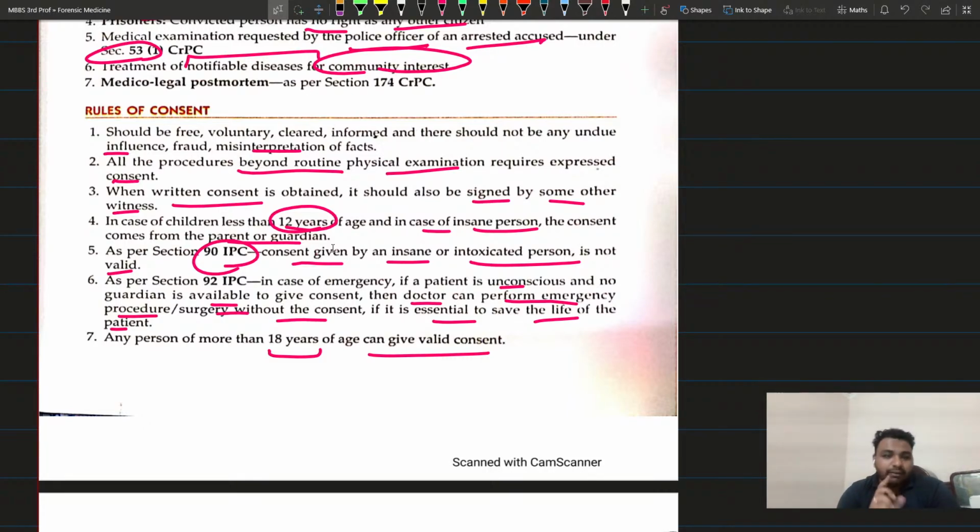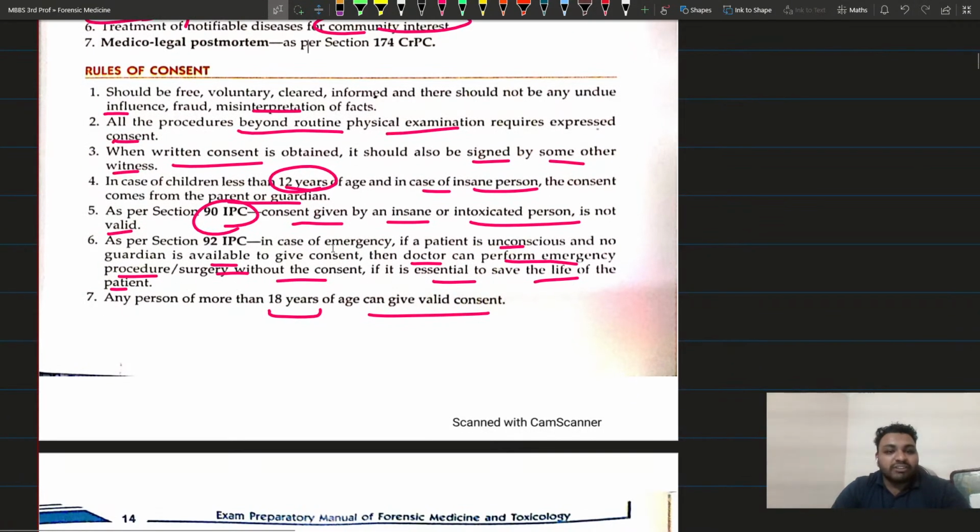Now, what are the rules of consent? It should be free, voluntary, clear, and there should not be any undue influence, fraud, or misinterpretation. All procedures beyond routine physical examination require express consent. When the written consent is obtained, it should also be signed by some other witness.